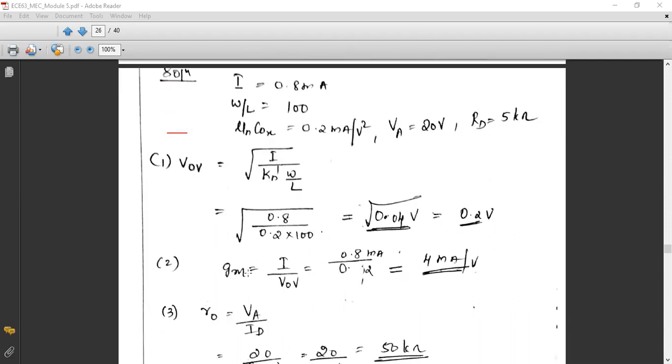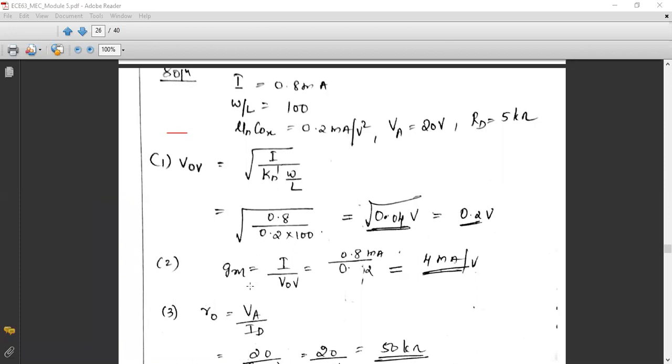After that, you can compute GM. GM is I by VOV. It is not 2ID by VOV. Please understand, it is not 2ID. If at all you are using 2ID, then you should go for 2 into 0.4, because you need to go for the individual current. Clear, students? Otherwise, you can go for I by VOV, where I is the total current and VOV is the overdrive voltage.